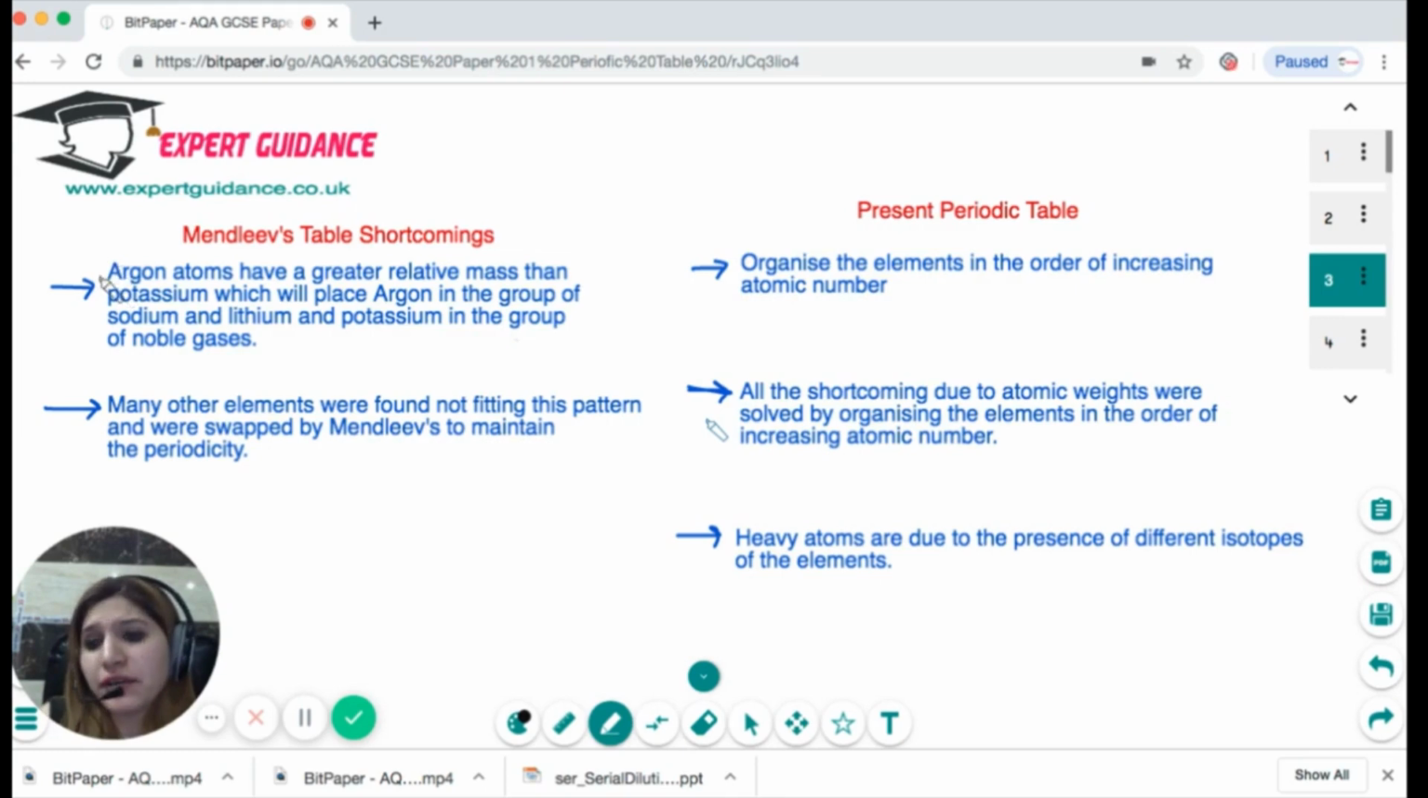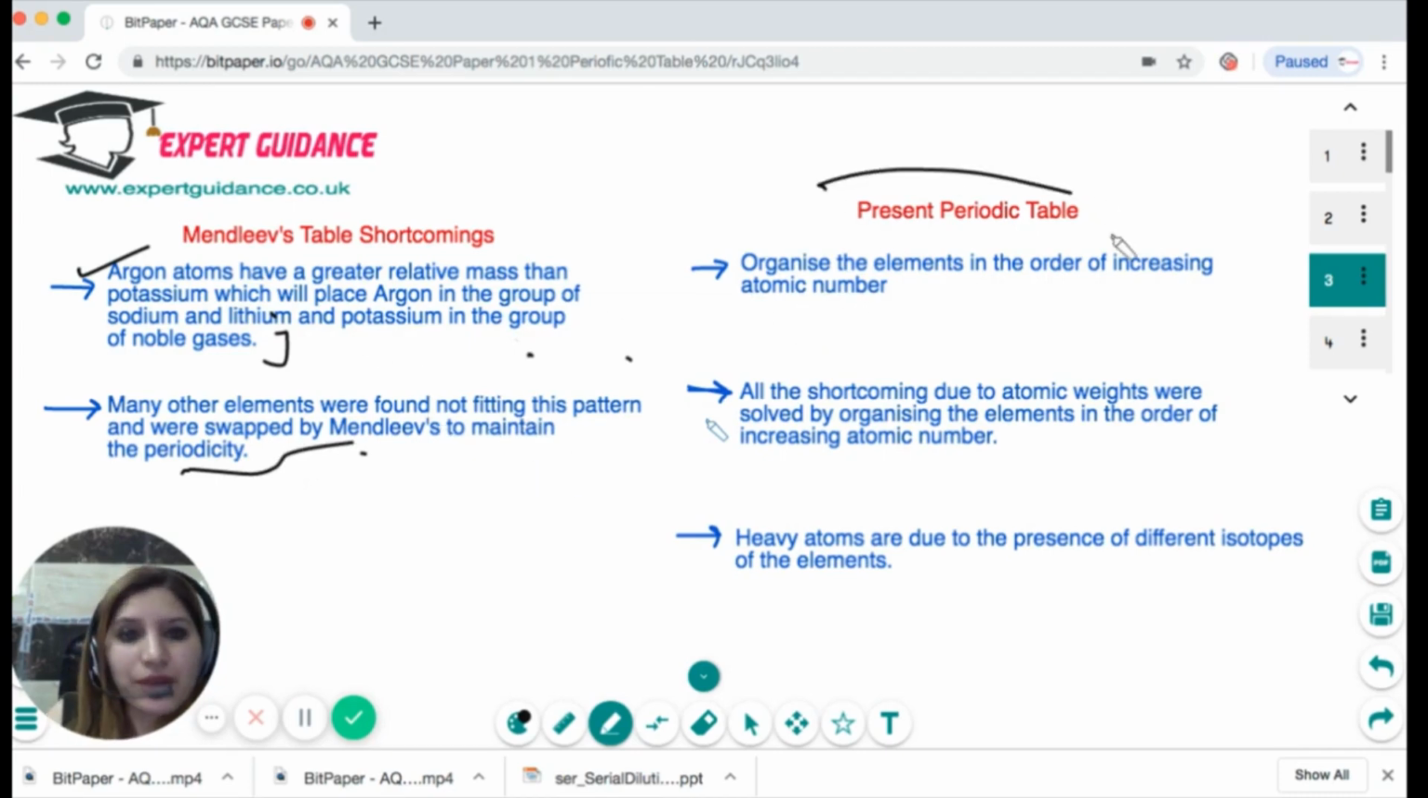Argon was one of the shortcomings. Argon, which had a relatively greater mass than potassium, should be placed before potassium. But if we do it like this, then argon will be placed in the group of sodium, and lithium and potassium will come in the groups of noble gases. So that is not a trend in the properties. Many other elements were also found not fitting this pattern, and Mendeleev swapped them in order to maintain the periodicity, but his periodic table was not universally accepted.